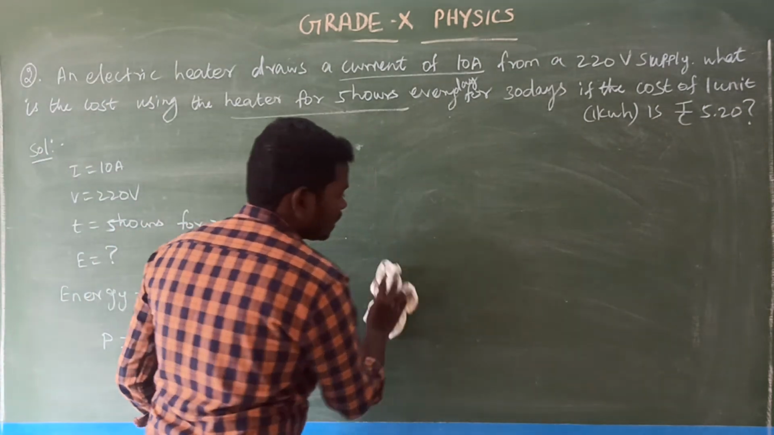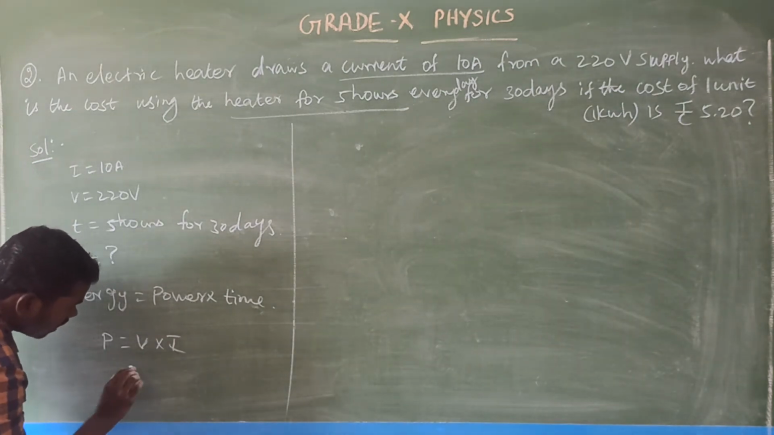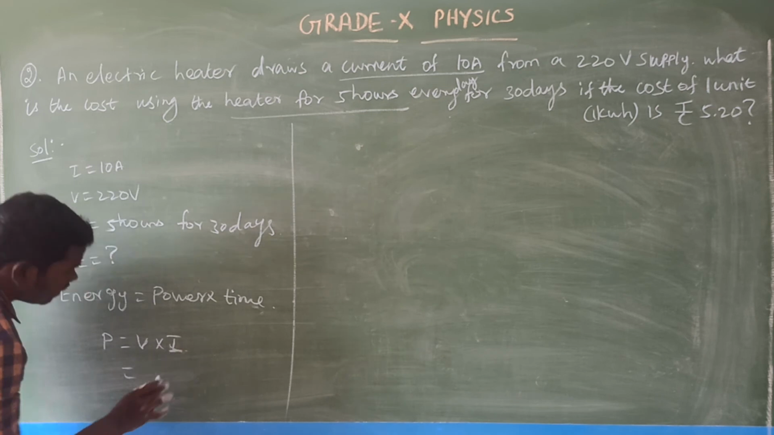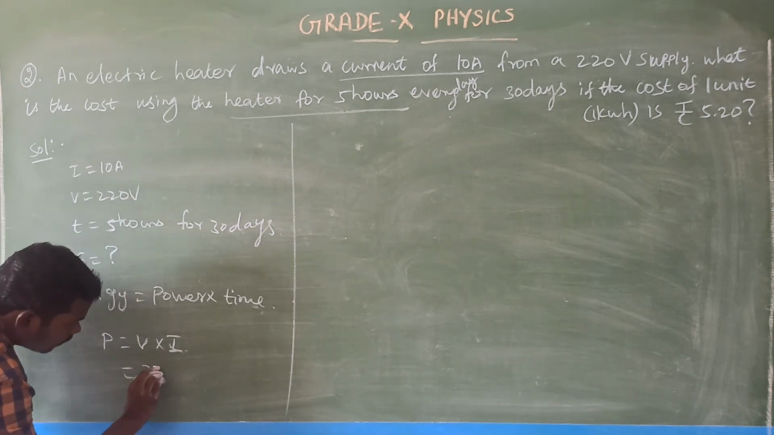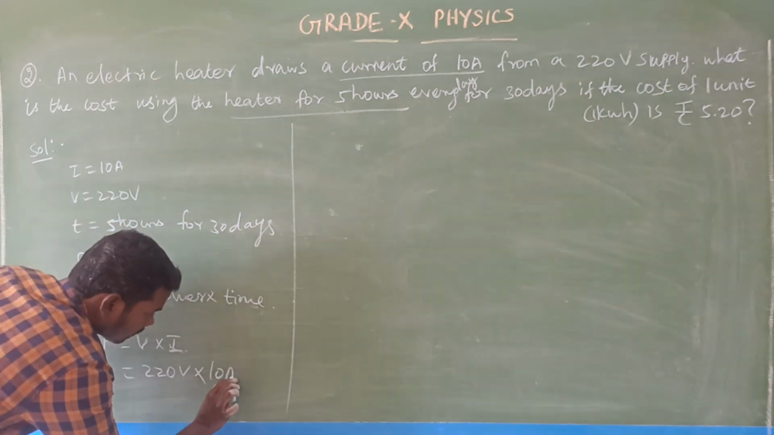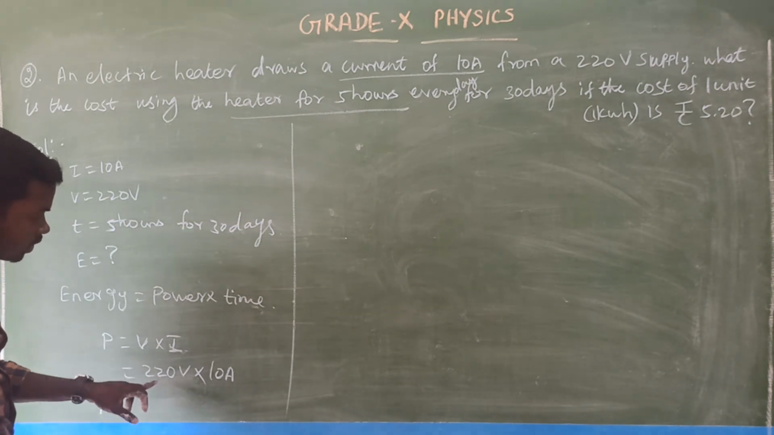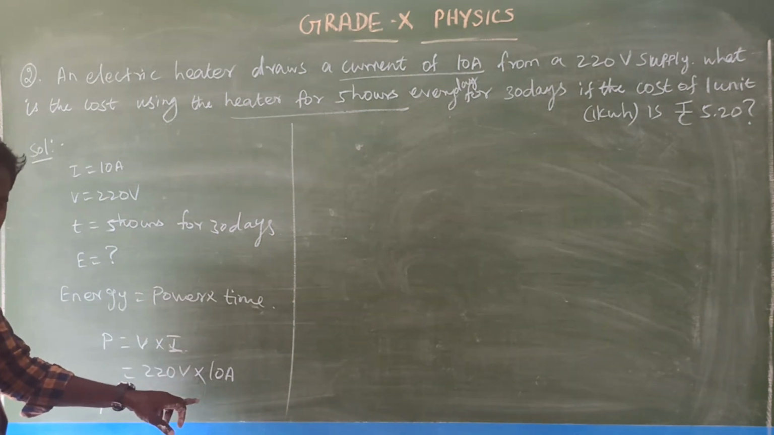So we can choose the power formula P equals V into I. What will be the value? V is 220 volt into current value 10 ampere. So the power value will be 2200 watt.